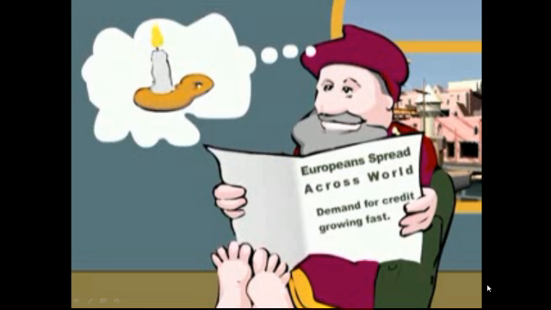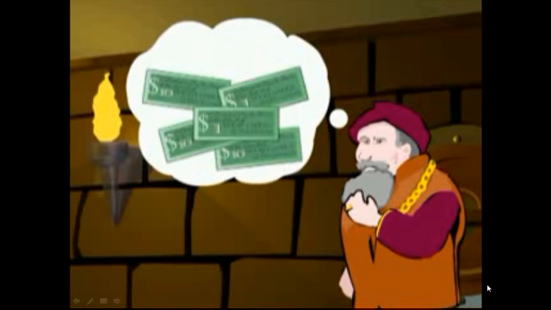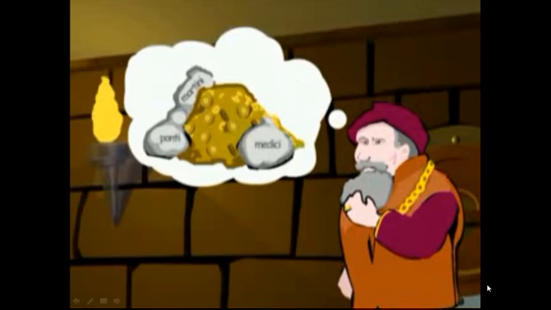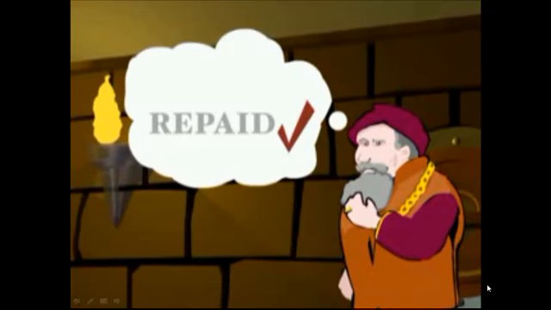This gave the goldsmith an idea. As people now rarely came to take out their gold, he could now loan out paper money against his depositors' gold. As long as the loan was repaid, his depositors need never know, and he could pocket a lot more interest if he made loans against their gold in addition to his own.